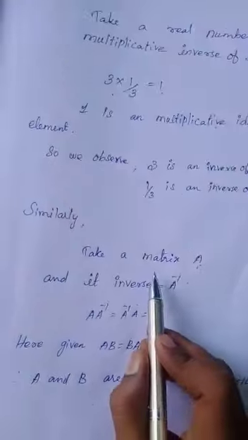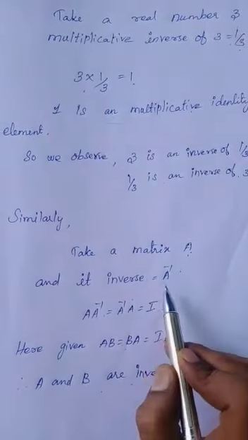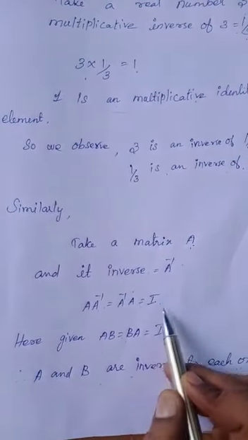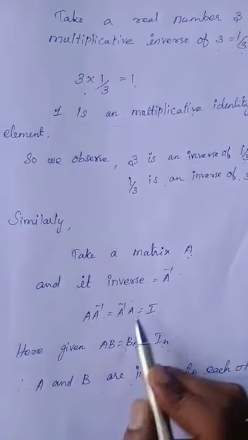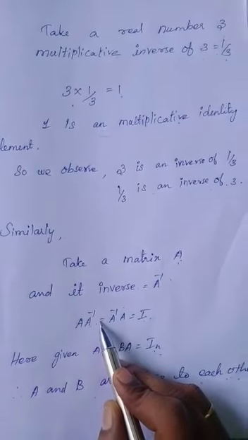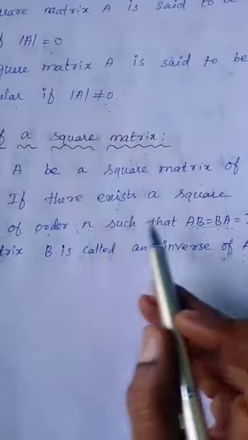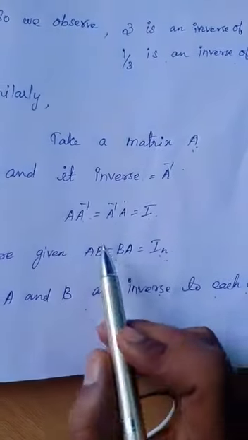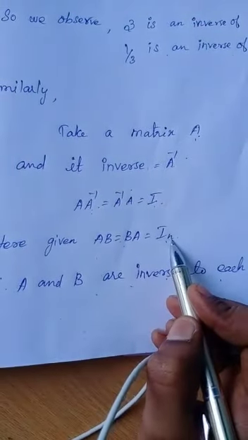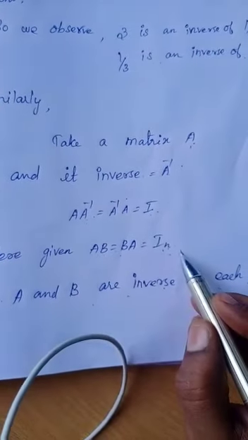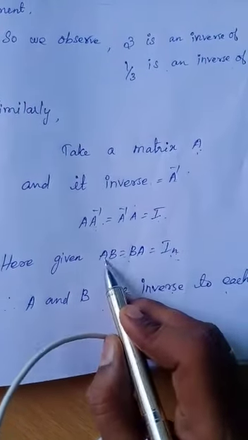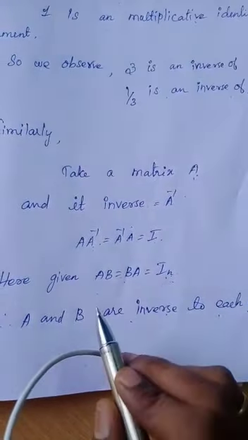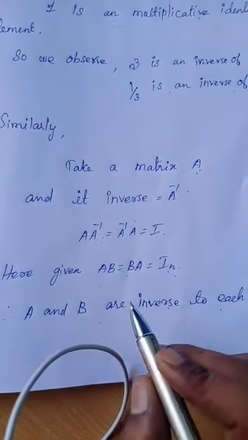Similarly, if I take a matrix A and its inverse A inverse, if I multiply both matrices A and A inverse, we get an identity matrix. So from this result, we know A is the inverse of A inverse. Here, given B satisfies the condition AB equals BA equals I_n. So I am taking that result, AB equals BA equals I_n. If I multiply both matrices, I get the identity matrix. So A and B are inverses of each other. That means A is the inverse of B and B is the inverse of A. Here also, the inverse of a matrix is unique.